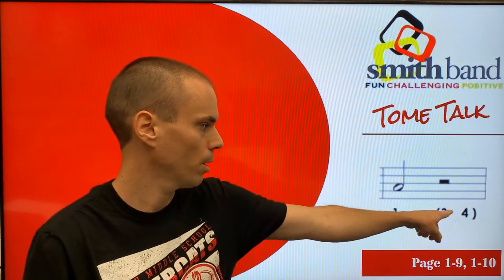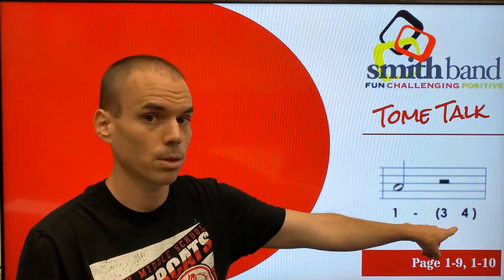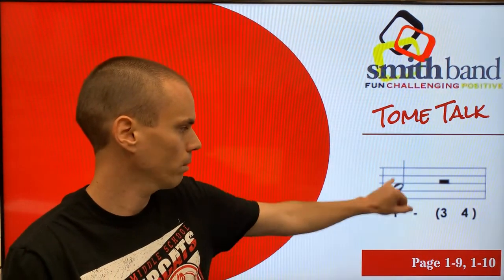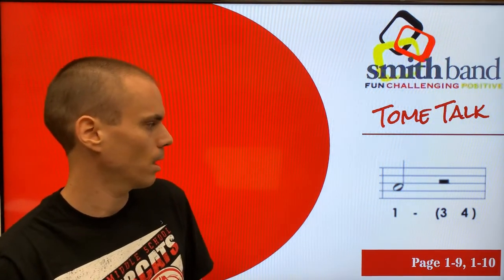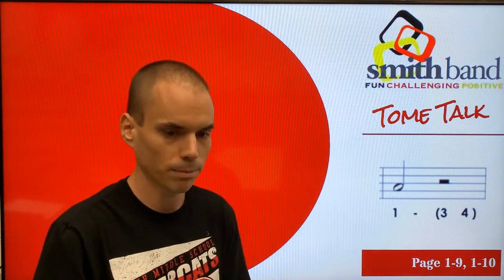Now let's add a half rest in the mix. Now it's on count 3 and 4. Notice how it's in parentheses, so when you're writing in rests, the numbers have to be in parentheses. Number 1, because the half note starts there, and then a dash for the sustain, and then counts 3 and 4 are silent. That's what it looks like. That's how you would write it.